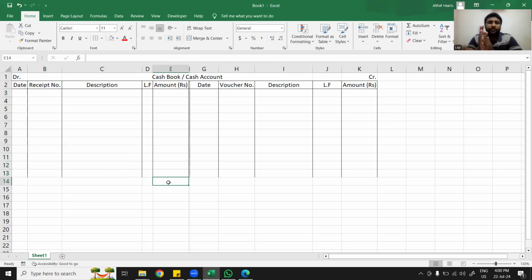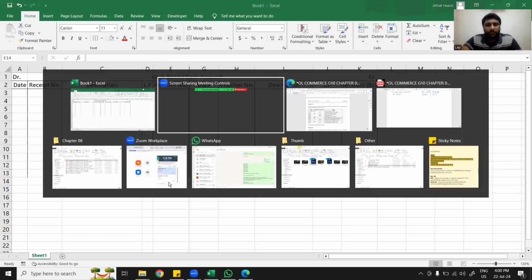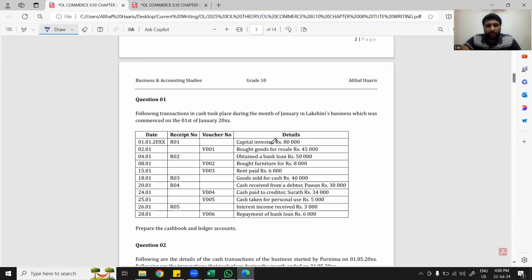Shall we start then? First one. 1st January 20XX, receipt number 1. Capital invested rupees 80,000. So what are the double entries? Now it is all about double entries. We are done with the chapter actually. The cash book chapter is done. Now we are doing double entries.